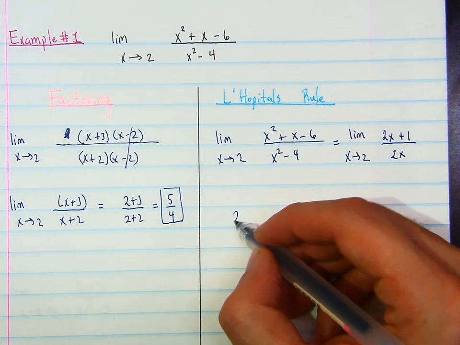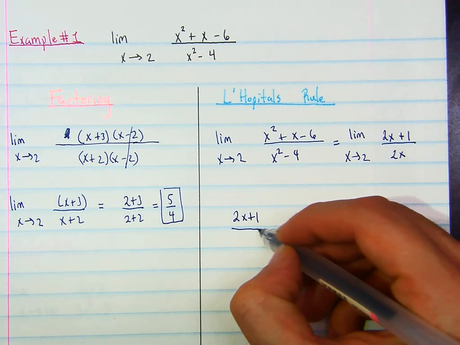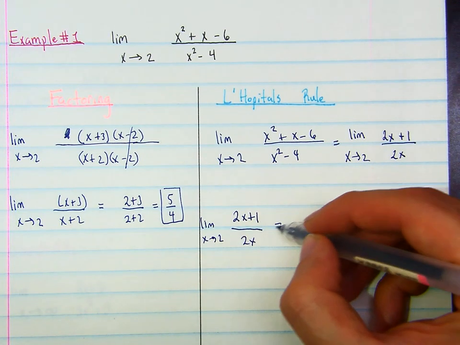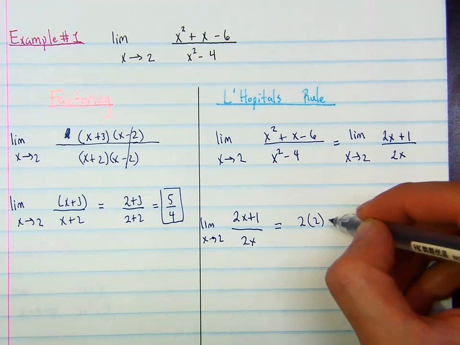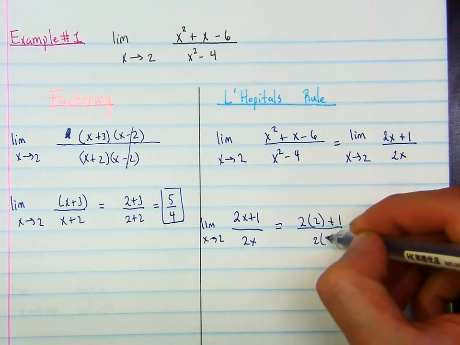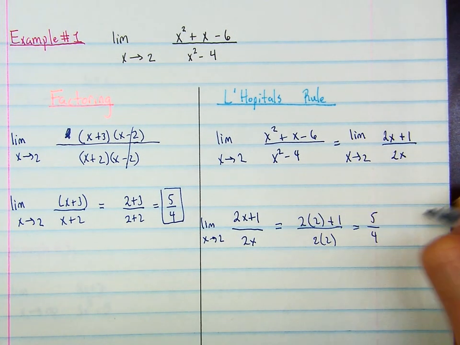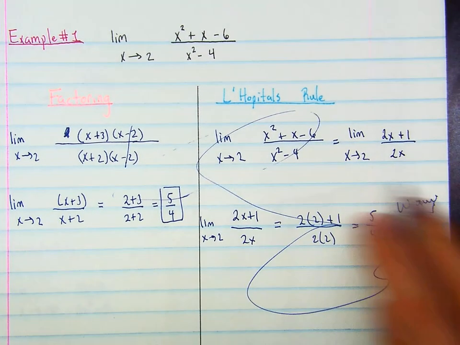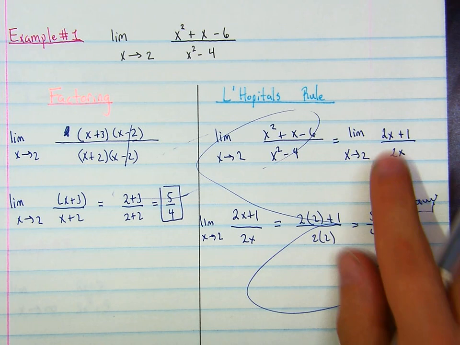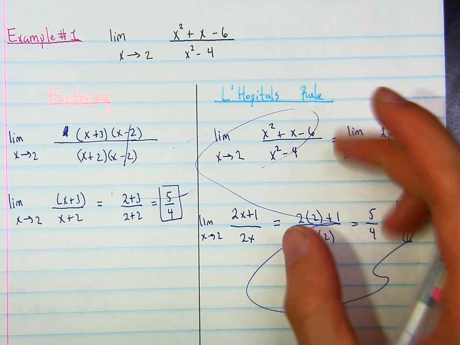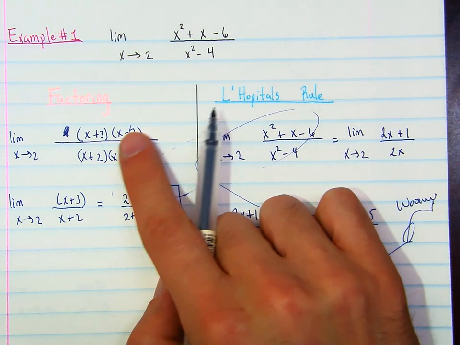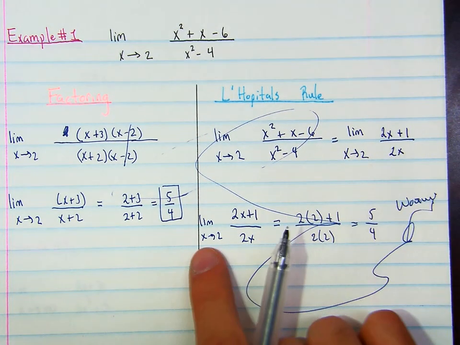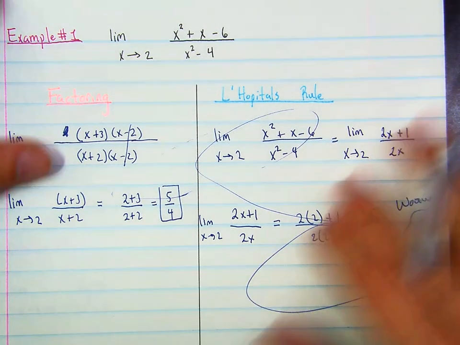Notice that you get 2x plus 1 over 2x as a limit as x approaches 2. Oh my god, what is it? It's 2 times 2 plus 1 over 2 times 2. It's equal to 5 over 4. Wow! You can actually do this. It actually works. L'Hopital's rule is pretty nice because instead of having to factor this, just take the derivative of the top and bottom and plug in 2. It's very nice. All right, sorry for the mess over here.